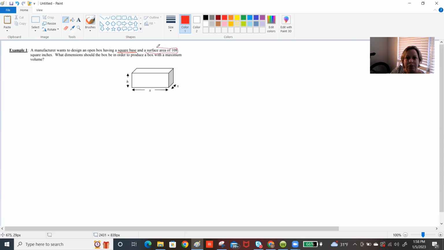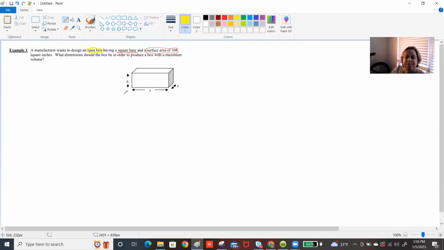Do you remember what surface area means? If you don't, go ahead and Google it, right? But surface area is nothing else than the sum of the areas of all the sides of the box. Now, there is a very, very important thing that we need to watch for here. Okay, and there's this thing. It is an open box.